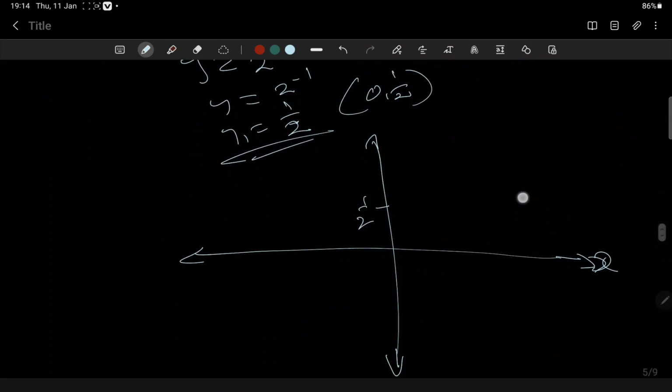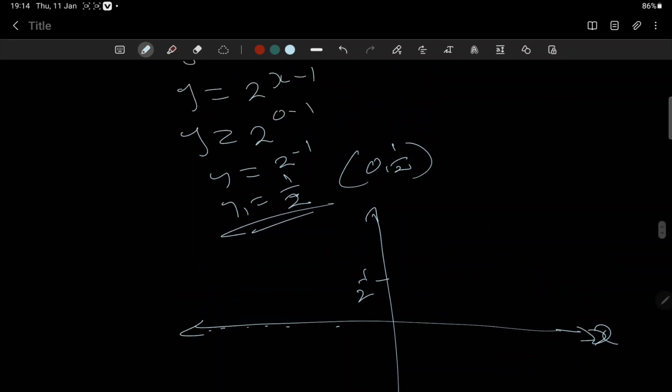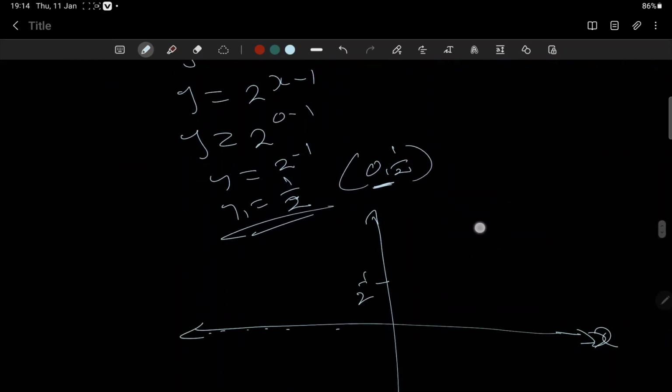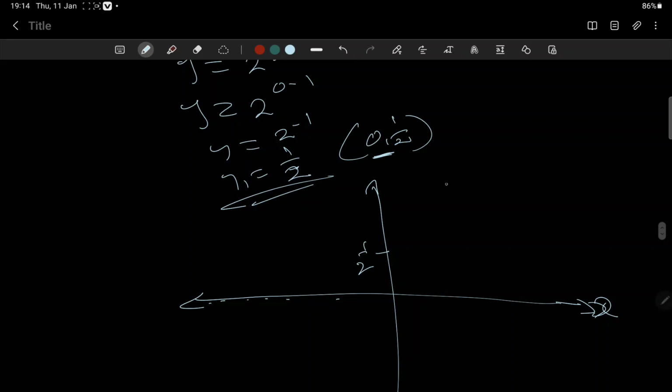Then if we were to draw the graph, this line here, the x-axis, this is where y equals 0. So this is the horizontal asymptote. And then the coordinates (0, 1/2), this is where it is. It is here. Then if we were to sketch the graph, it will go like this.